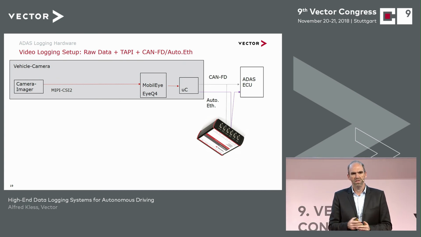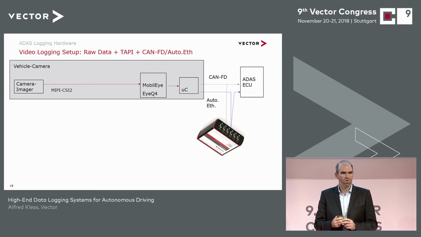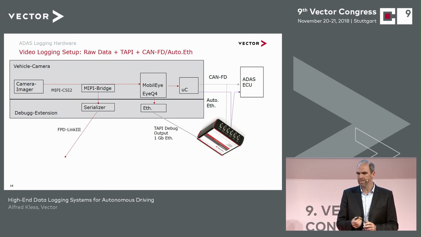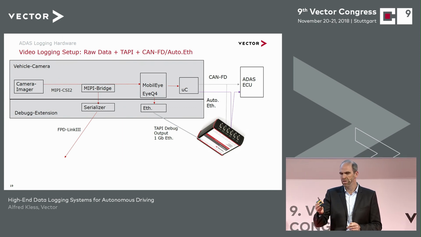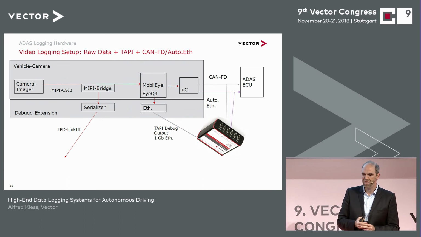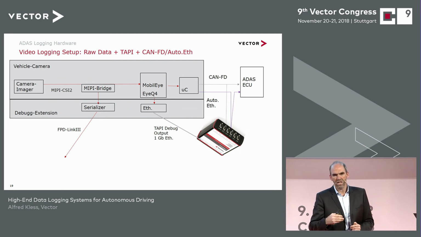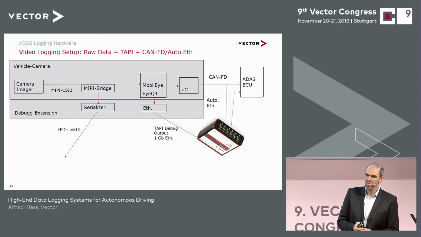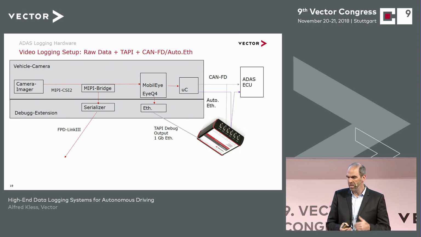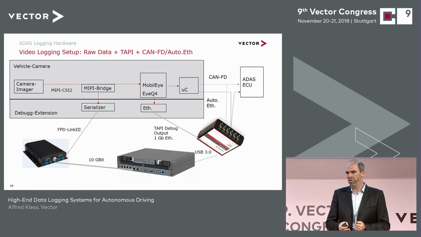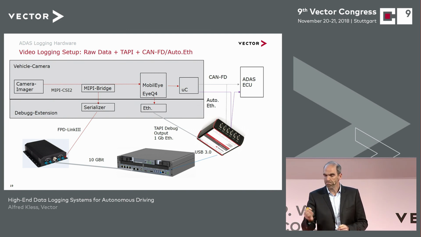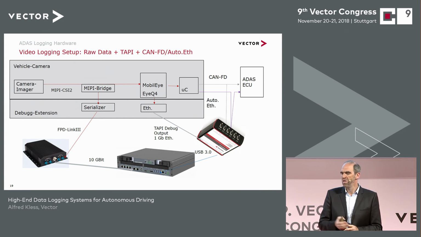So classically at the end, I can measure CAN FD or automotive Ethernet, but that's far from sufficient for a complex video logging solution. In order to get that, I need to tap the debug data of the chip and the video raw data. For that purpose, you use a MIPI bridge, where you can extend the raw data by way of a serializer, a so-called FPD-Link III interface. You can get the video data out. 5 meters is not an issue. Then you can install a video grabber and then put it into the computer with 10 gigabit.